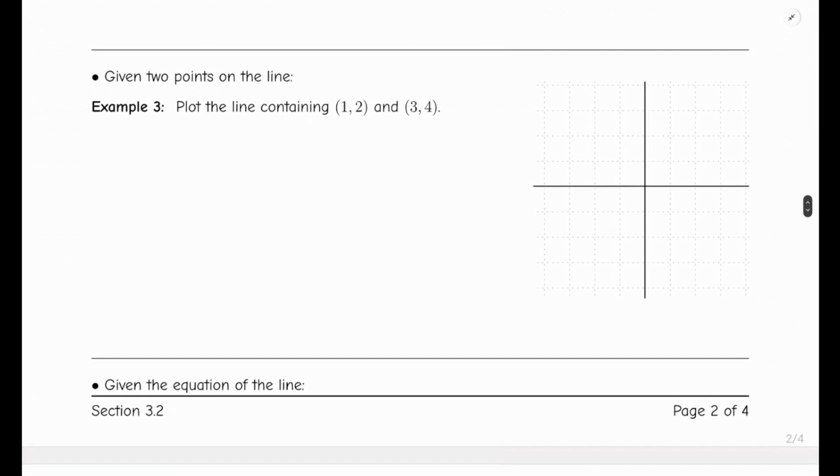Given 2 points, plot the line containing the points (1, 2), so we already talked about that, and (3, 4). We got 2 points, so we're all set. Plot the line, and there we go.